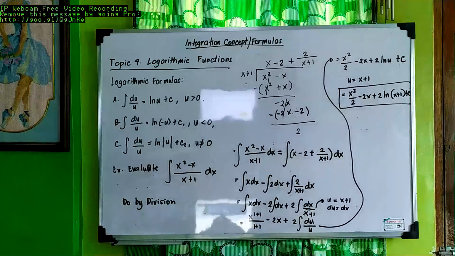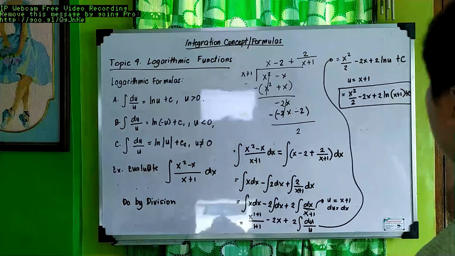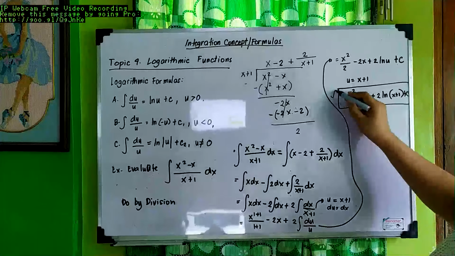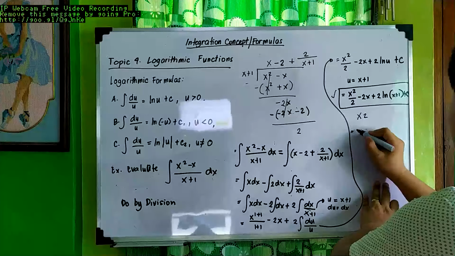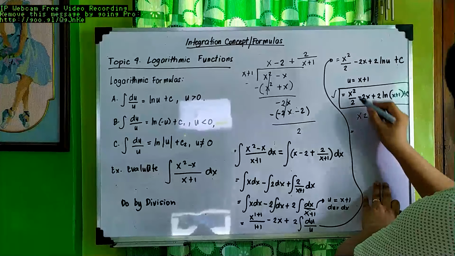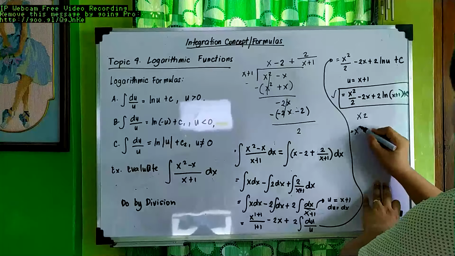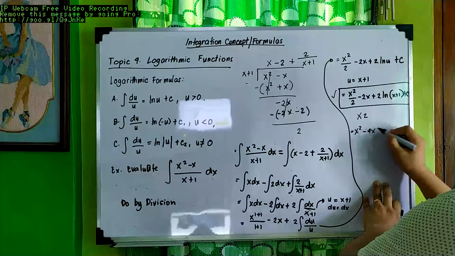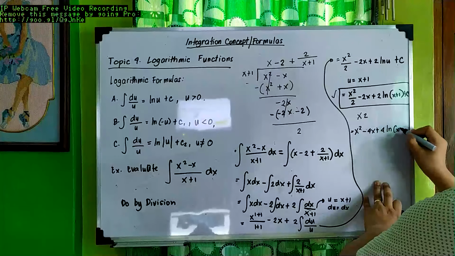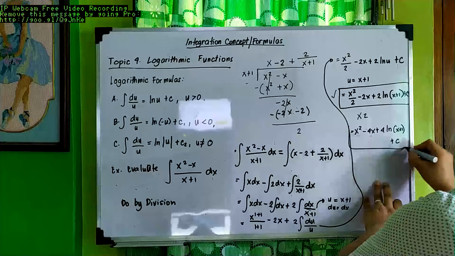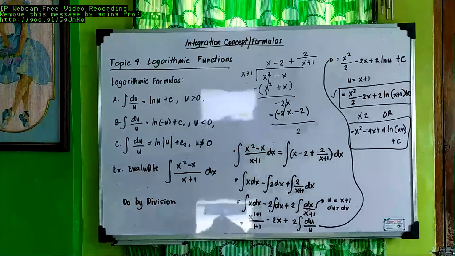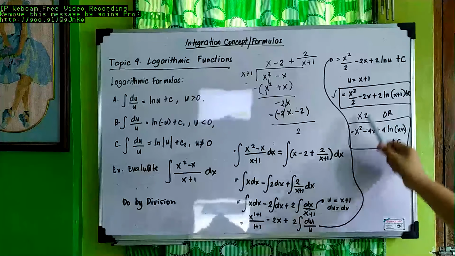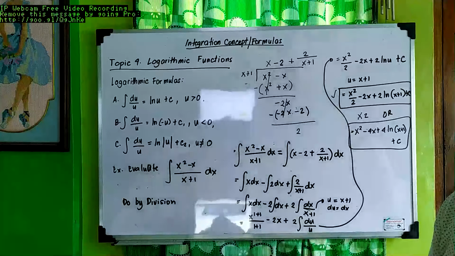Okay? Or you could multiply it by 2 so that you don't have a denominator. So you will have 2 times x squared over 2, so you no longer have the over 2. Minus 2 times 2x, we have 4x, plus 4 ln of x plus 1 plus c. Or you can have this one. Right? Times 2. Okay, 4, 4.